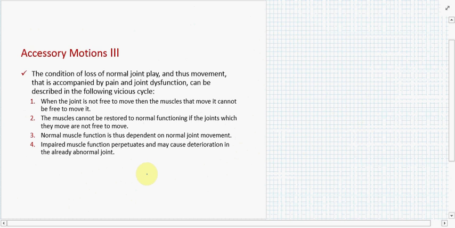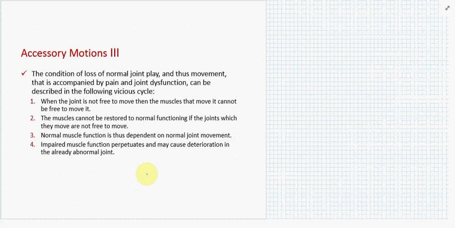So conditions where loss of normal joint play plays a significant role in terms of both pain and joint dysfunction can be described in the following vicious cycle. When a joint is not free to move, the muscles that are responsible for moving it cannot be free to move. When the muscles cannot be restored to their normal functioning, then the joint which they tend to move is not able to move, right? So it's a vicious cycle. When the joint is restricted, the muscles are restricted. When muscles are restricted, the joint is restricted. So normal muscle function is therefore dependent on normal joint movement.